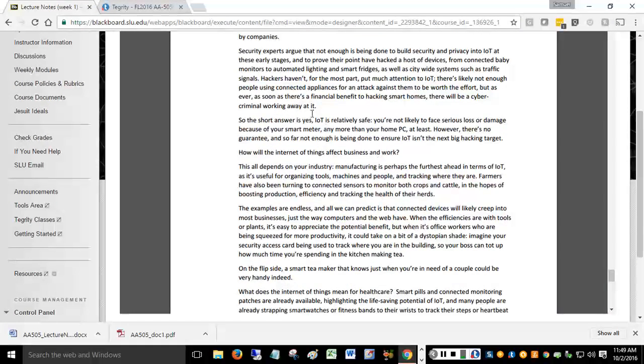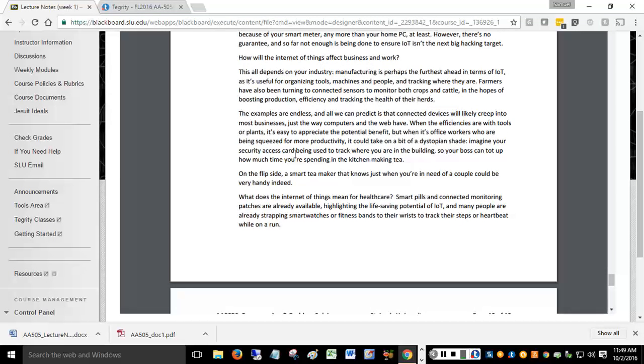So the short answer is yes, it's relatively safe. You're not likely to face serious loss or damage because of your smart device any more than with your home PC. There's no guarantee, though, and not enough may be being done to ensure this. But how will this affect our business and work? It depends on your industry.